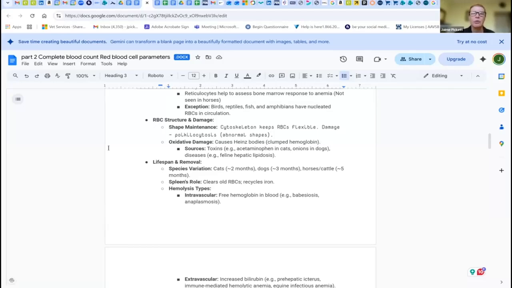So Heinz bodies, when you see them, it's mostly a toxin: in dogs it's onions, and in cats it's acetaminophen. They're a telltale sign. RBC lifespan varies by species: roughly 2 months in cats, 3 in dogs, and about 5 in horses and cattle. The spleen plays the cleanup crew, removing old cells and recycling iron.